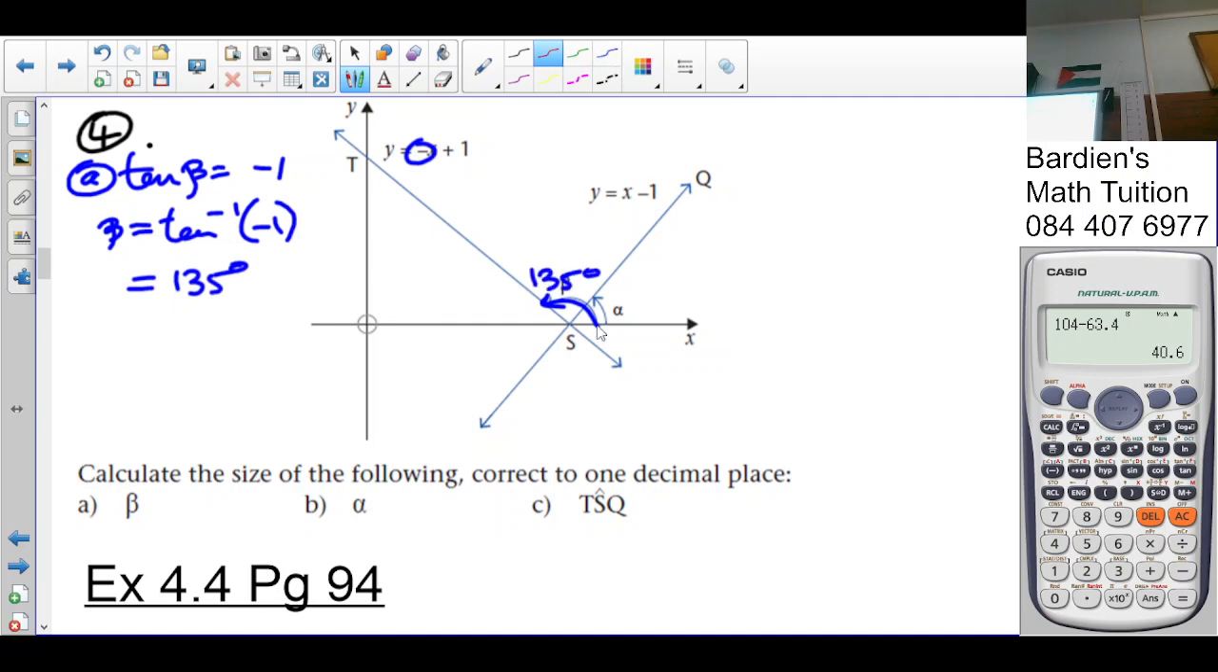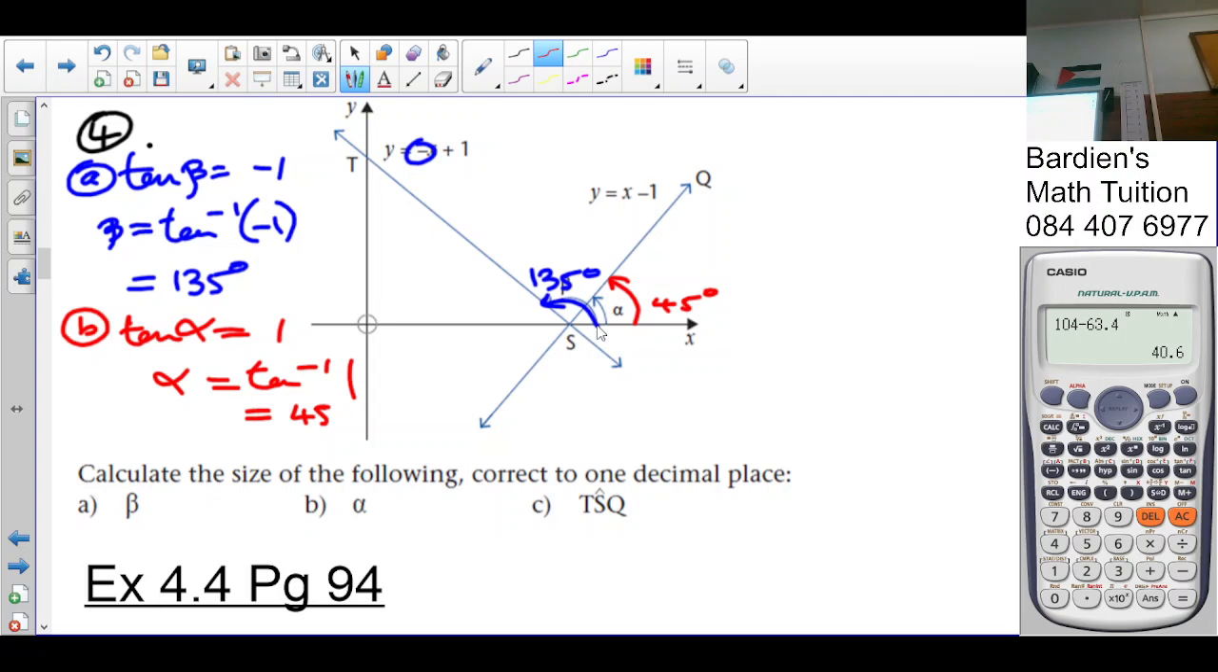Then the second part of the question says, calculate alpha. So how do we calculate alpha? I need the gradient of QS. Not so? So tan of theta, in this case actually alpha, tan of alpha is equal to 1. So alpha is equal to the arctan of 1, which is 45 degrees. Not so?